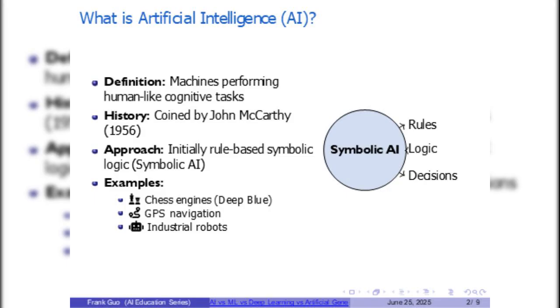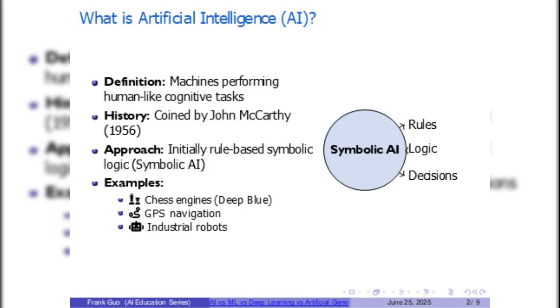A classic example is Deep Blue, the chess engine that defeated Garry Kasparov in 1997. It didn't understand chess like a human, but it used carefully coded rules and massive search trees to evaluate millions of positions. Another example is GPS navigation. Symbolic AI helps it follow traffic rules and find routes using programmed decision trees. Similarly, industrial robots on assembly lines follow precise rule sets to complete tasks like welding or packaging. They don't learn, they execute predefined instructions.